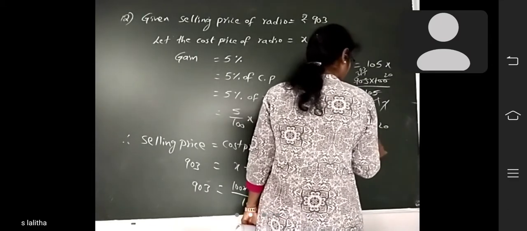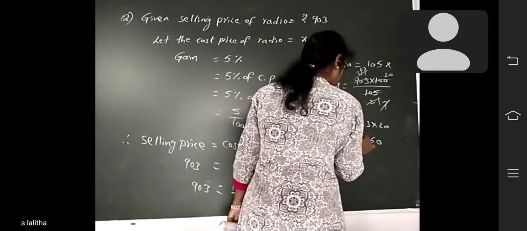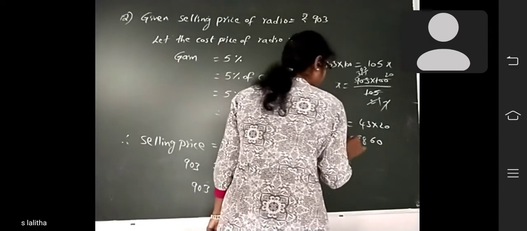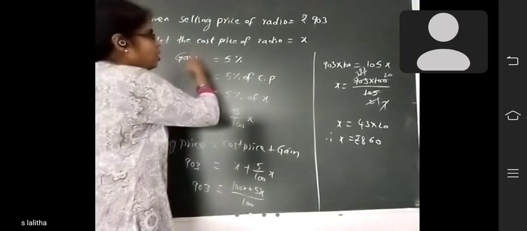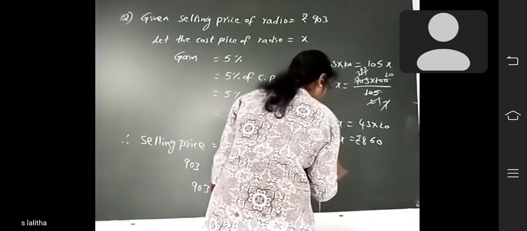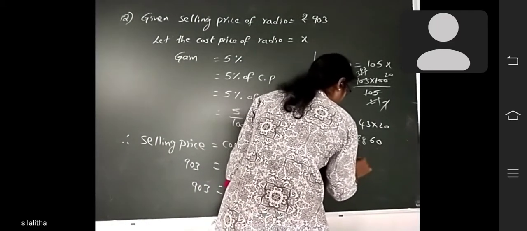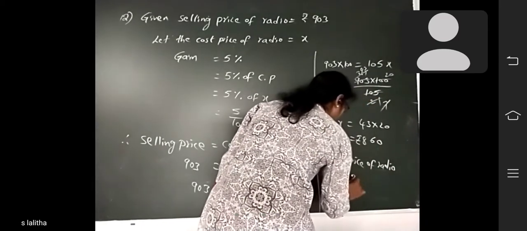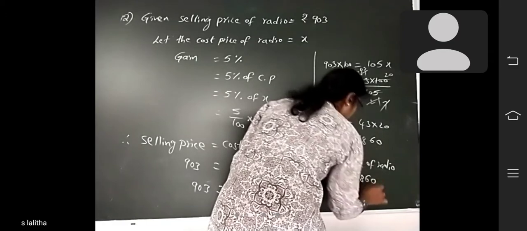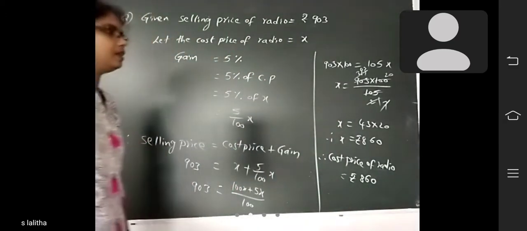That means 860. So therefore x is equal to how much? 860 rupees. What is x? Cost price. So therefore, cost price of radio equal to rupees 860. Okay, ma'am? Right.